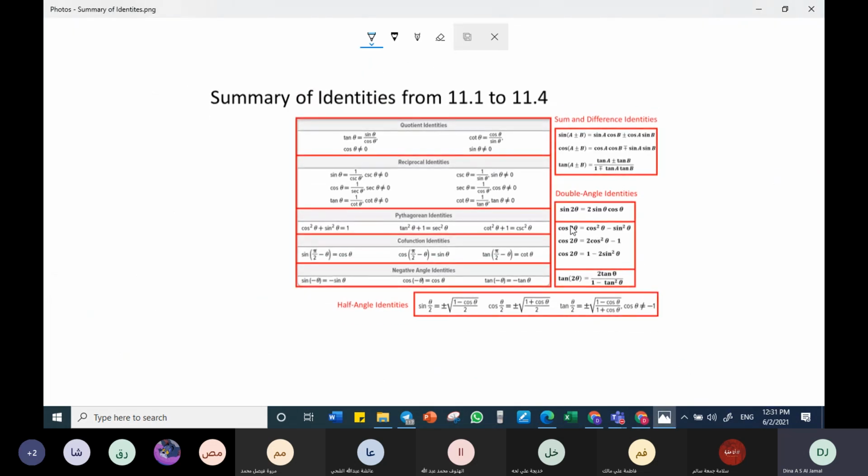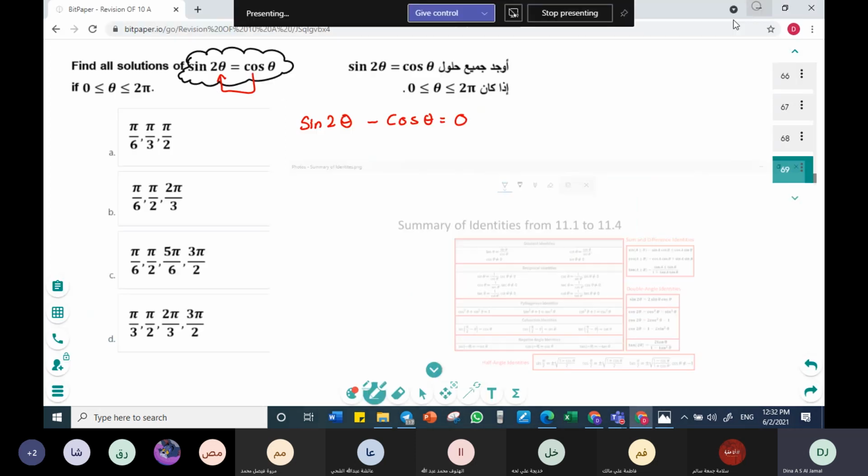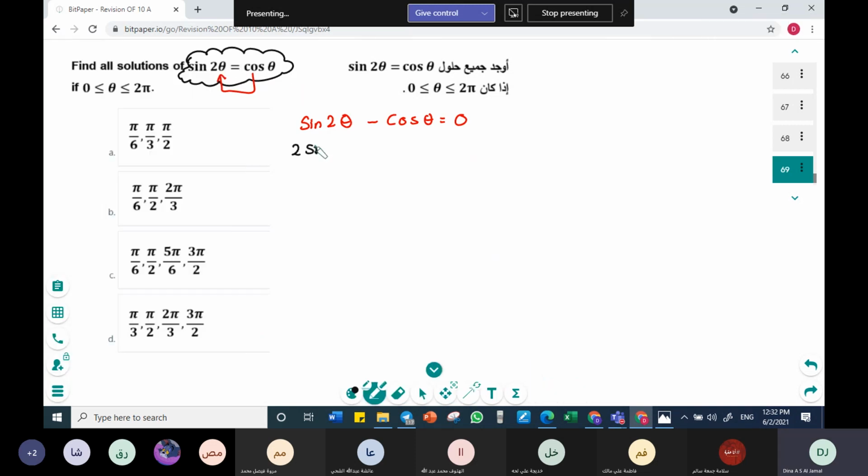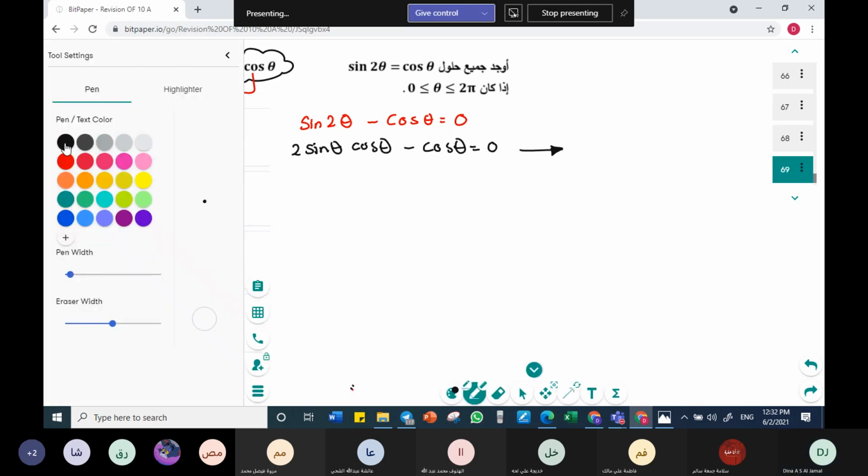And let's have a look. I'm having sine 2 theta, double angle identity, 2 sine theta cosine theta. So let's substitute: 2 sine theta cosine theta minus cosine theta is equal to 0. Now, do I have a common factor that I can take outside?